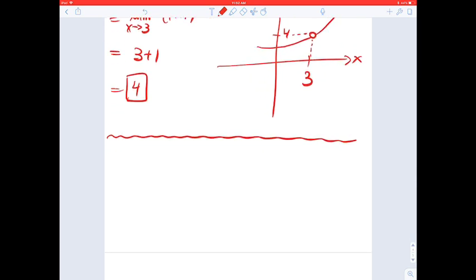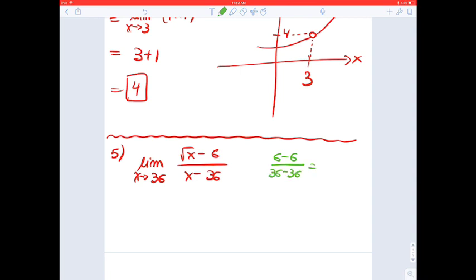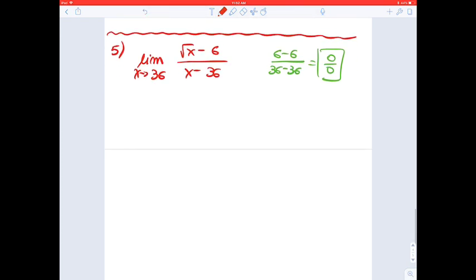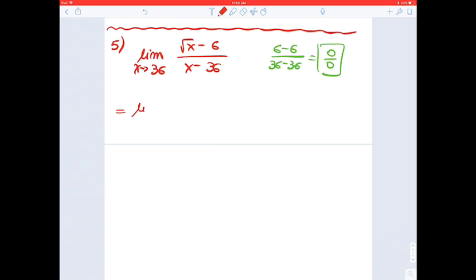Another calculation, limit number 5. Limit as x goes to 36, square root of x minus 6, over x minus 36. The direct substitution: root of 36 is 6, 6 minus 6 is 0, and of course 36 minus 36 is again 0. 0 over 0 is telling me that we do have a common factor. Let's factor out, cancel out, and use the direct substitution. Hopefully we will get a finite number different than 0.